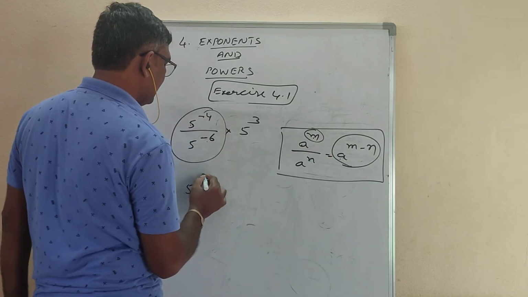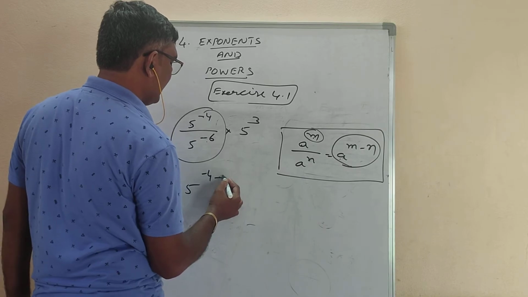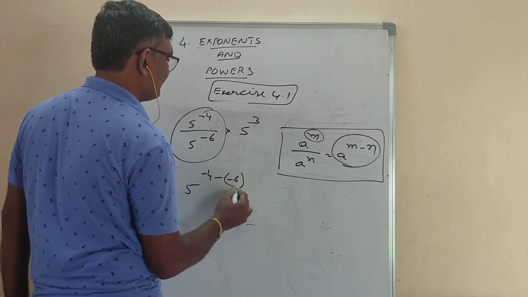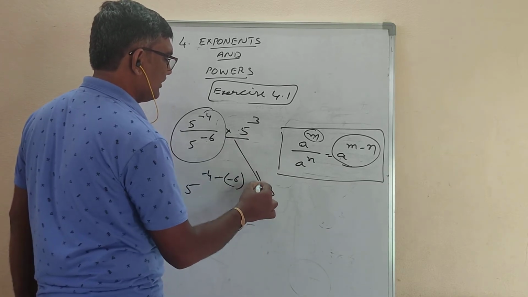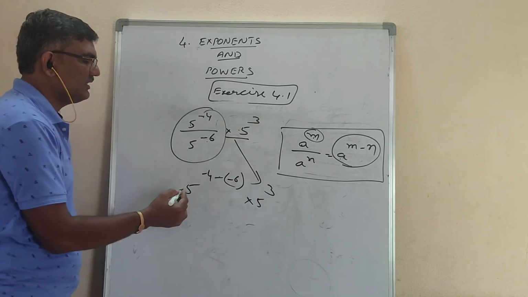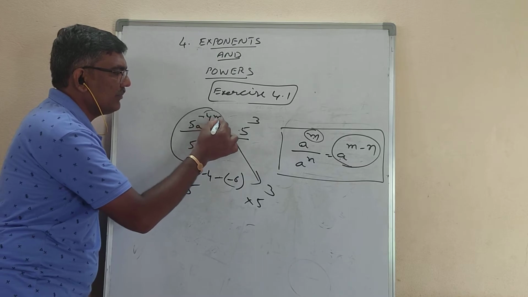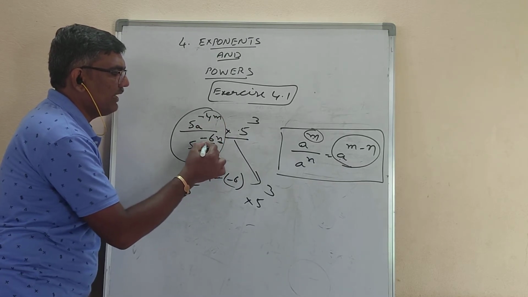M means minus 4. In the formula minus is there, so minus I have written. And n means minus 6. This into 5 cube as it is I have written. This is a power m, a power n. So in place of n you have minus 6.